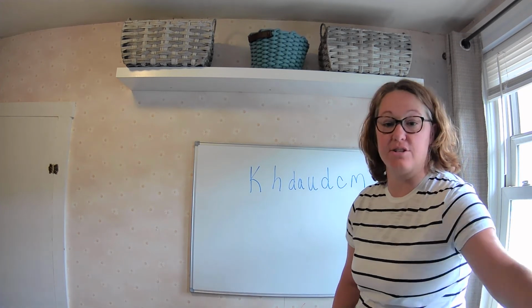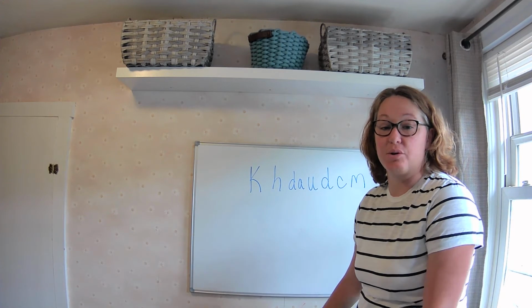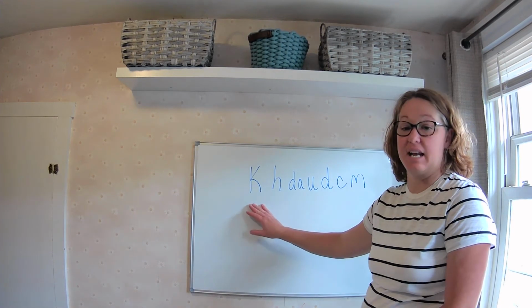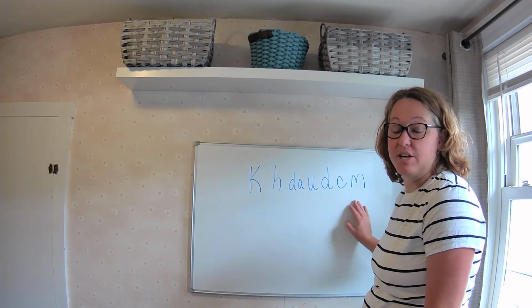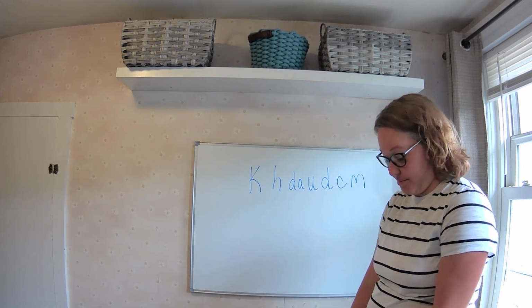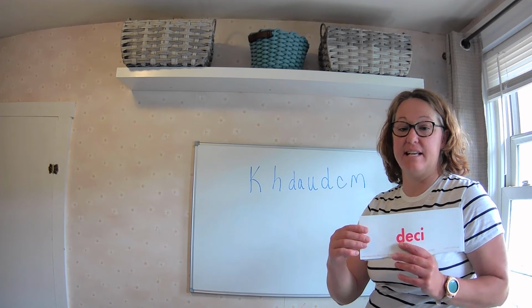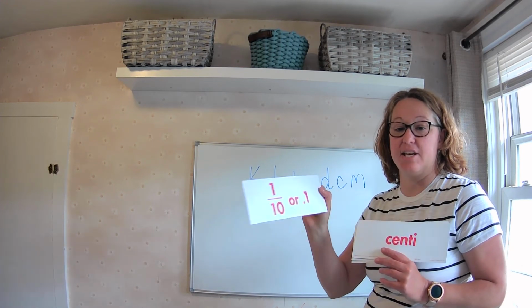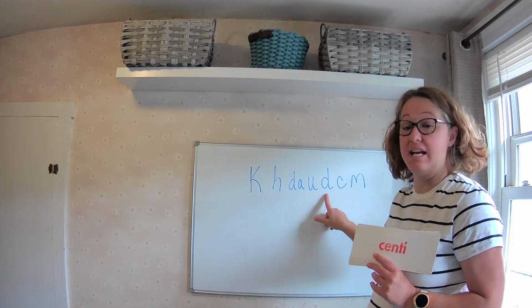Now that our brains are awake, we're going to do a quick review on the metric prefixes. Again, you can see that I have the abbreviations written here in order. So let's go over them. We have deci, which is 1/10th. Deci, again, is 1/10th. That is the D right here.